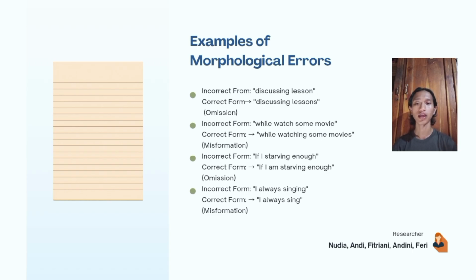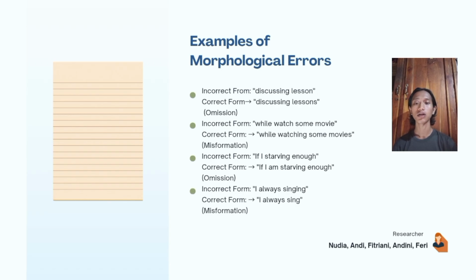student daily activities text. The first example, a student wrote "discussing lesson" without the plural marker s on the word lessons. The correct form should be "discussing lessons," since the noun refers to more than one lesson. This type of error is called omission, meaning a required grammatical element is simply left out.